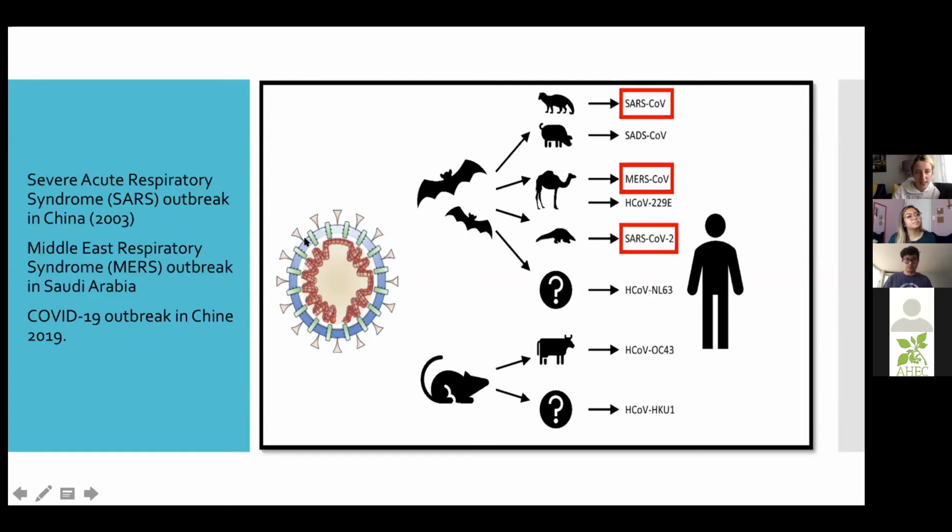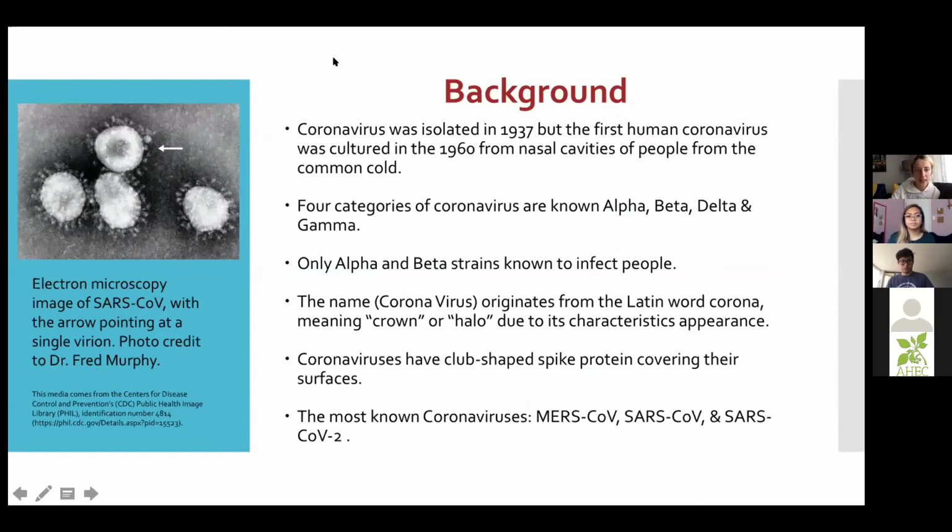Coronavirus has existed for a long time. Yes, let me go here. If you can see here, Tiffany, it was isolated in 1937. So it existed for a long time, but who knows, maybe it existed even before that. It's just when we humans, as scientists, tried to investigate and isolate and see that virus. And the first human coronavirus was actually cultured in 1960 from the nasal cavities of people with the common cold. Make sense? Clear? Any questions?